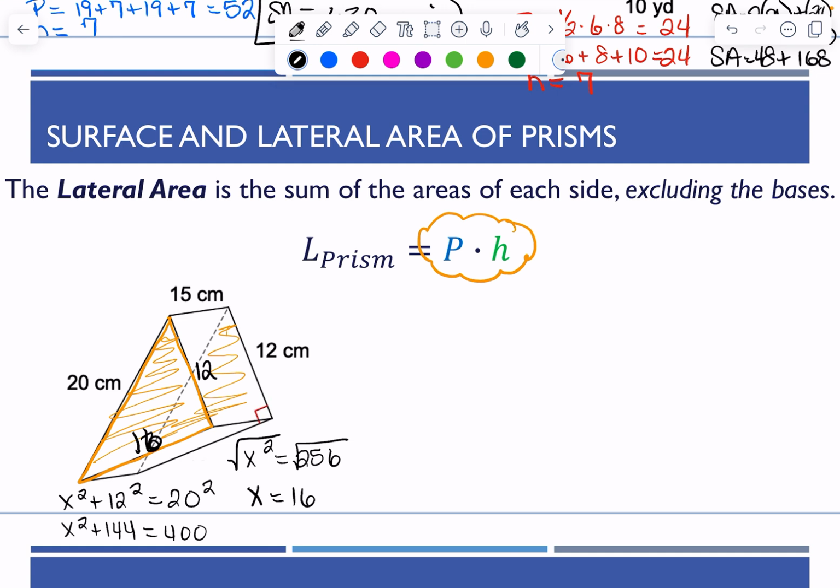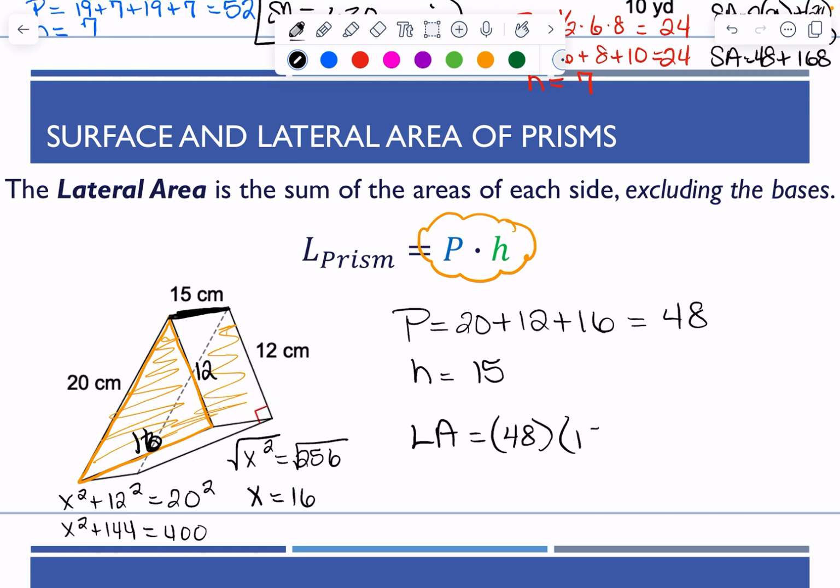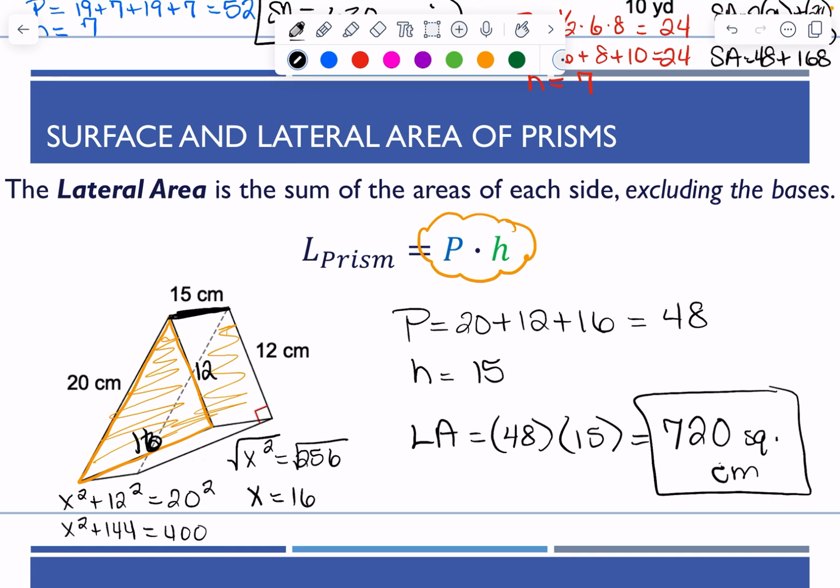So now, if I look for the perimeter, the perimeter would be 20 plus 12 plus 16, which is going to get us 48. The height is the distance between the two bases, which would be 15. So the lateral area is just going to be the perimeter, 48, multiplied by the height of 15. So 48 times 15 is going to get us 720 square centimeters. Okay, and that would be the lateral area.